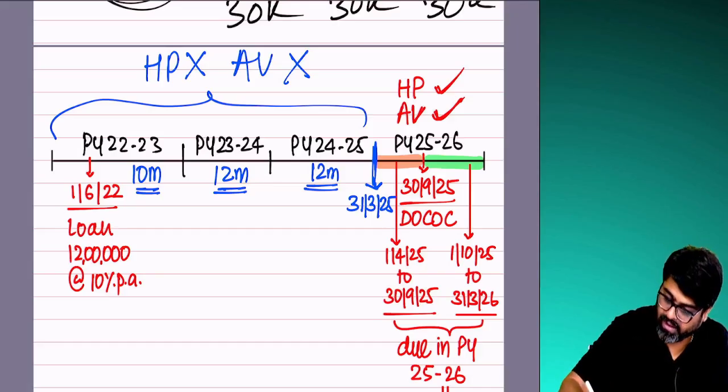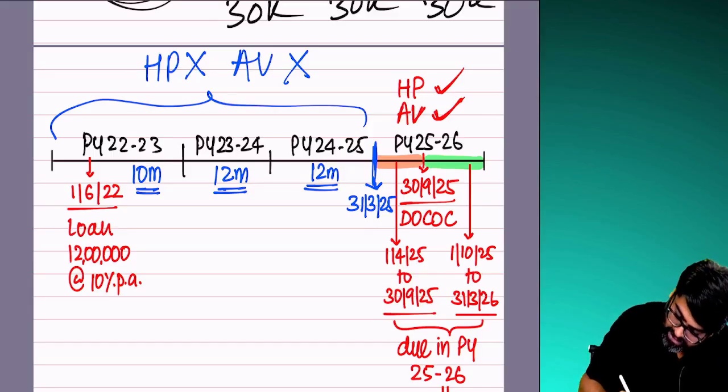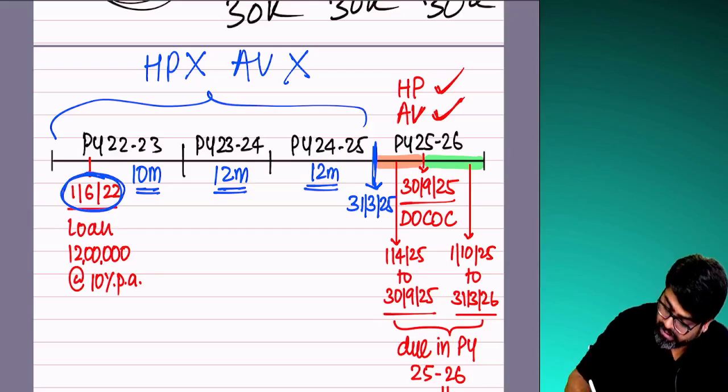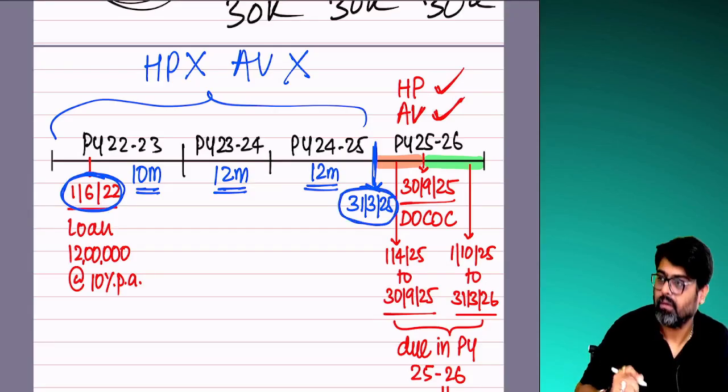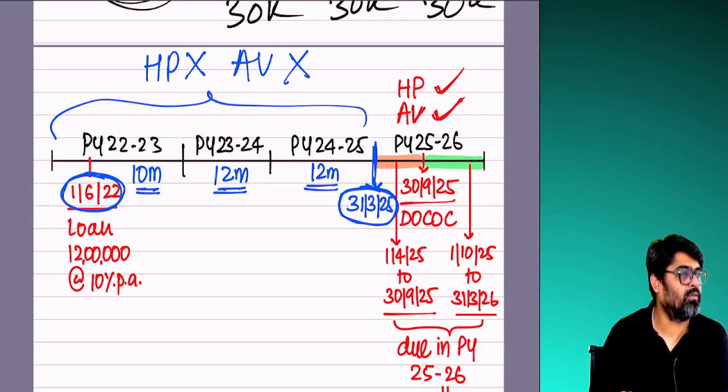So can I say, starting from date of borrowing till 31st March. Which 31st March?